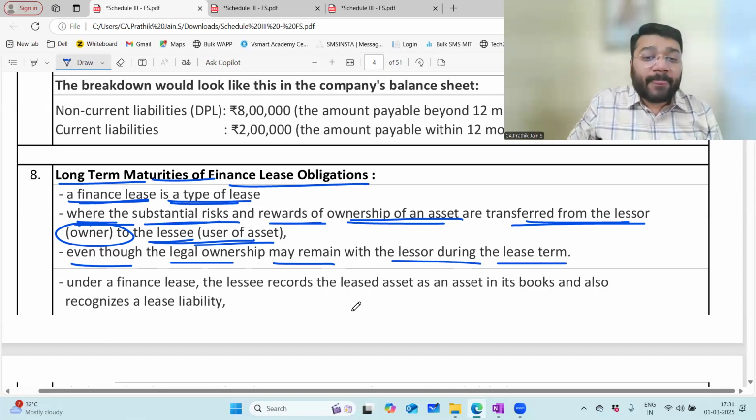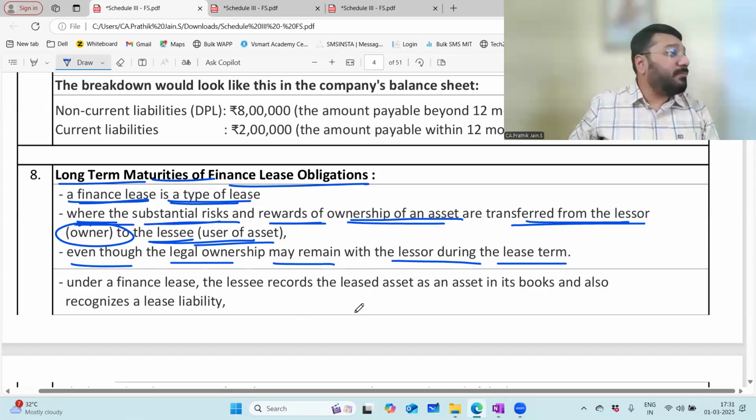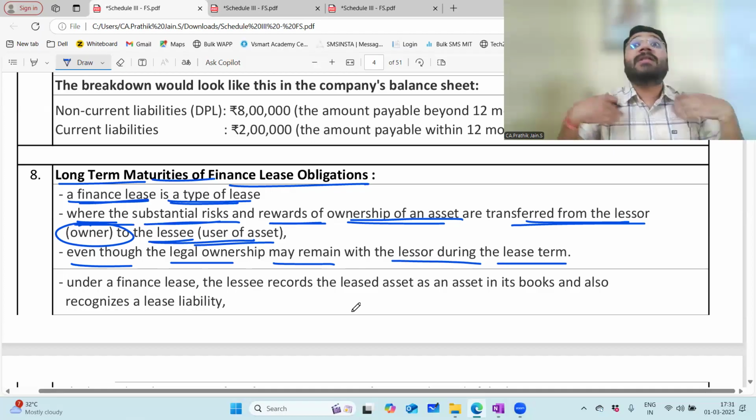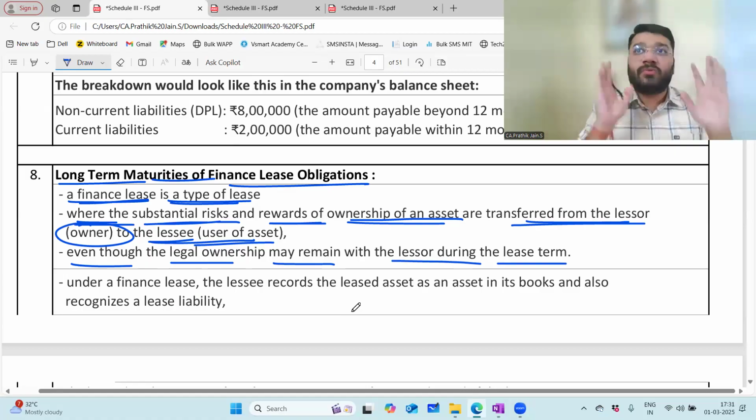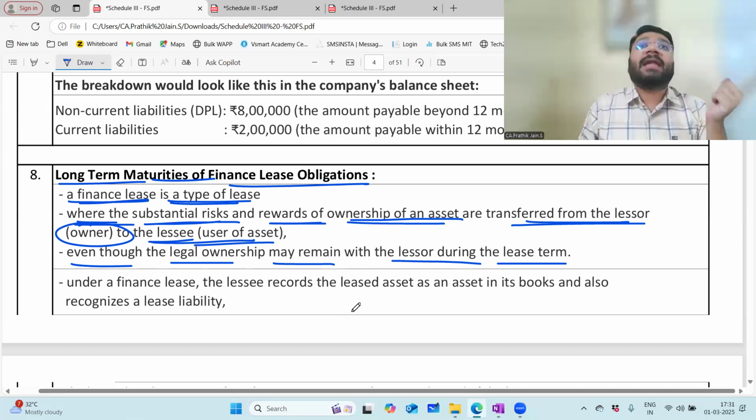So what happens? I want to buy an asset, let's say plant and machinery. I cannot buy that machine right now by paying the full payment. So I tell him, look, boss, this is a machine which is worth, let's say, 1 crore rupees. I'll pay you 10 lakh rupees for the next 10 years. First year 10 lakh, second year 10 lakh, third year 10 lakh.